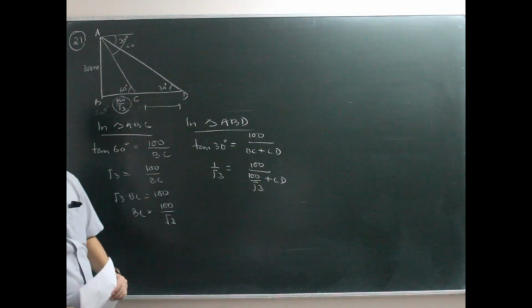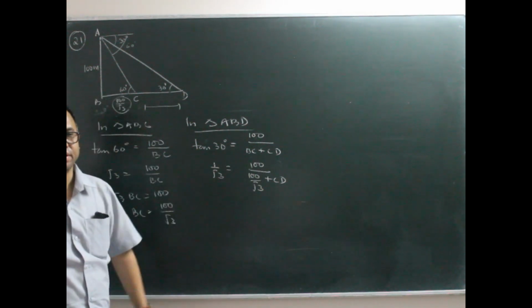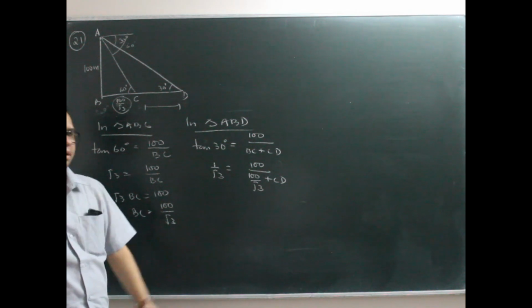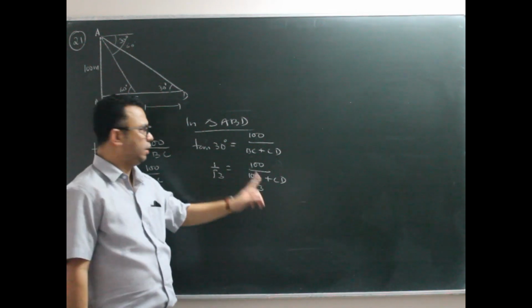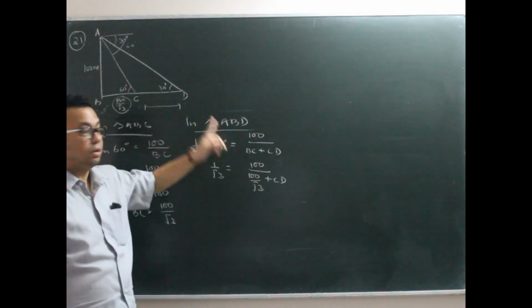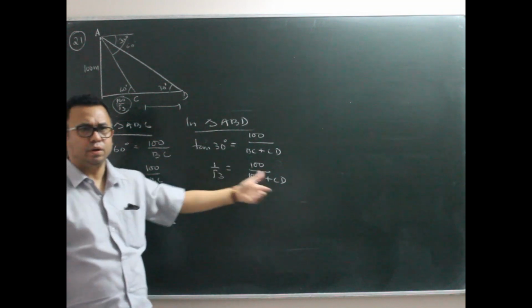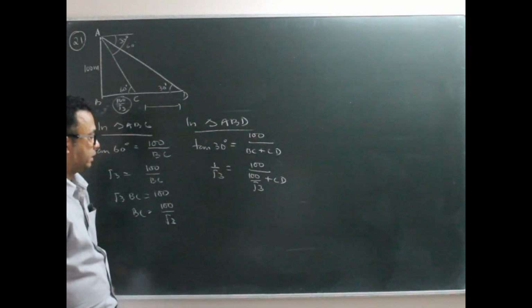The problem with doing it directly is that this kind of term will come up. If you are very comfortable with solving and simplifying this, it is very good. But if you face the problem, then do it one by one. Rather than writing BC plus CD, directly find BD, then later on subtract BD minus BC, and you will get the answer. But I want to do it directly. I want to show you how it can be done directly.